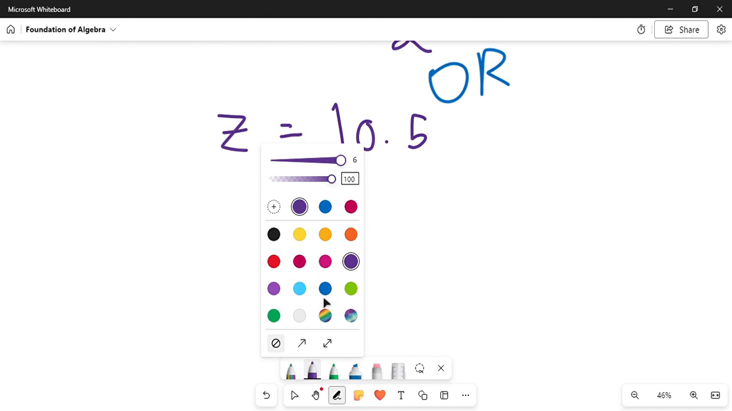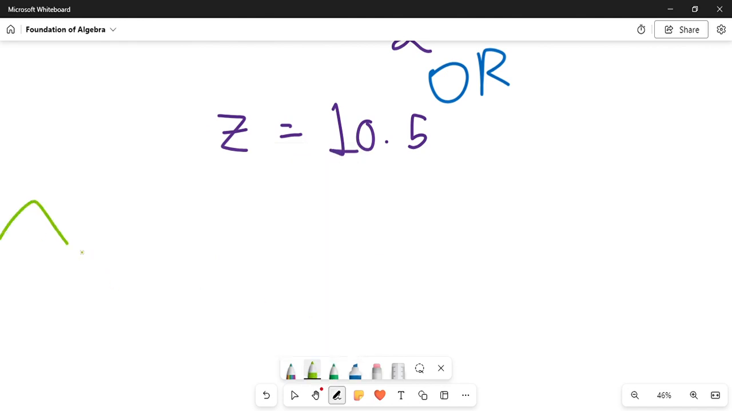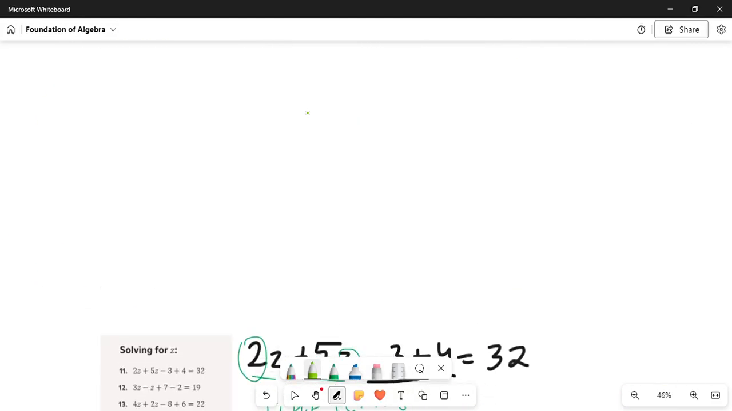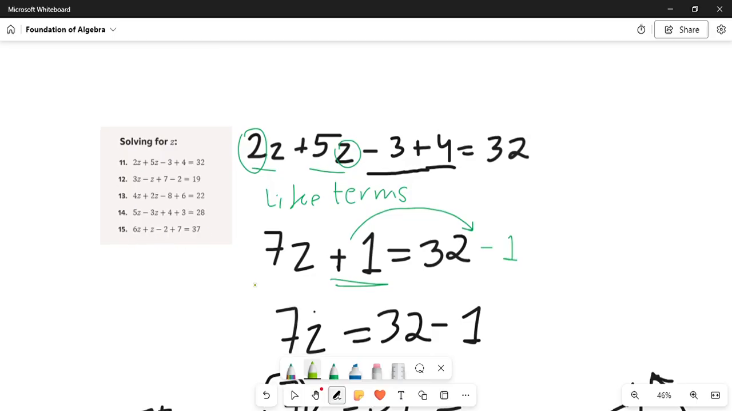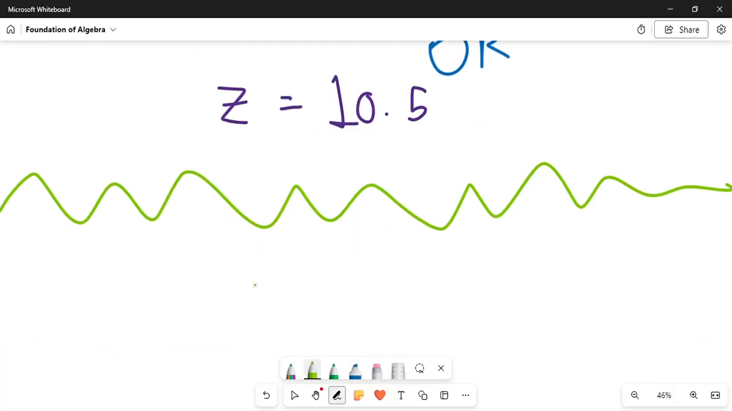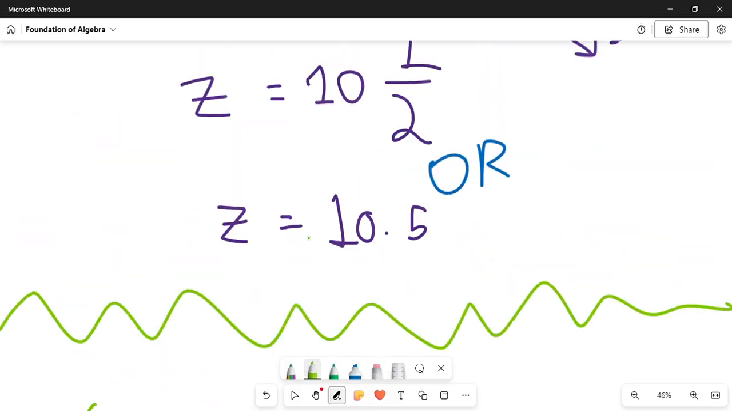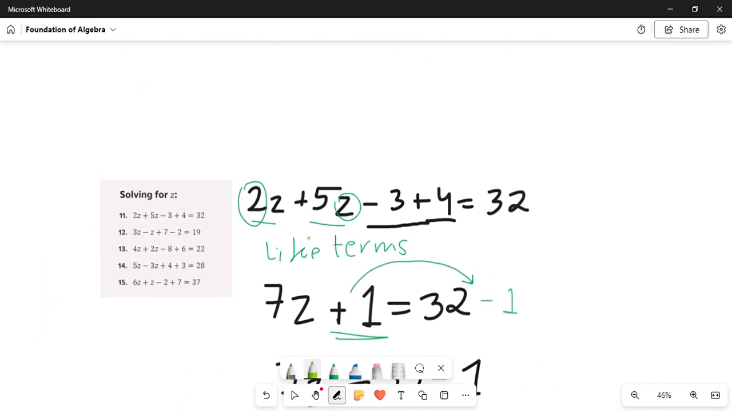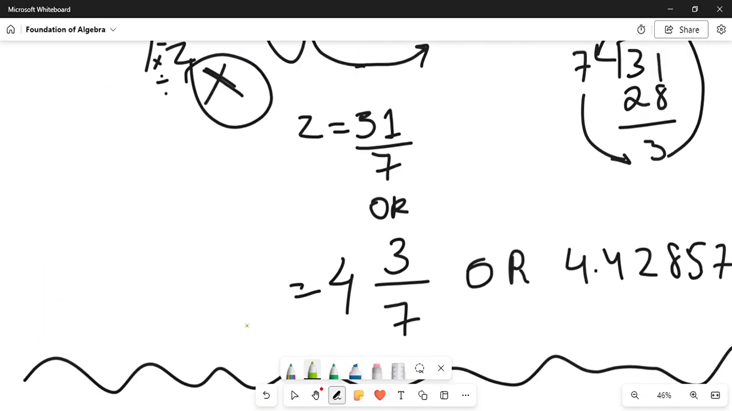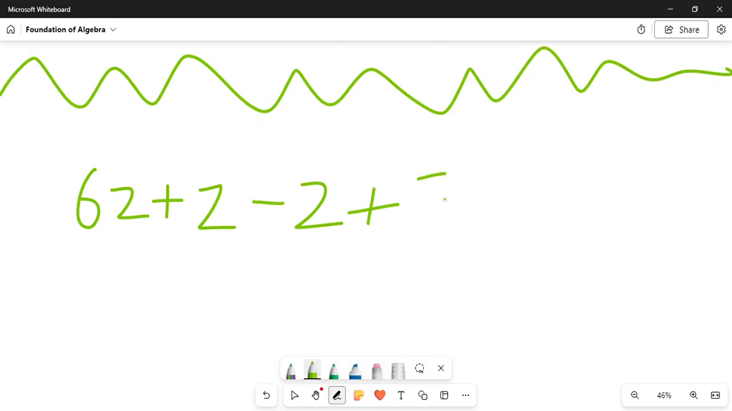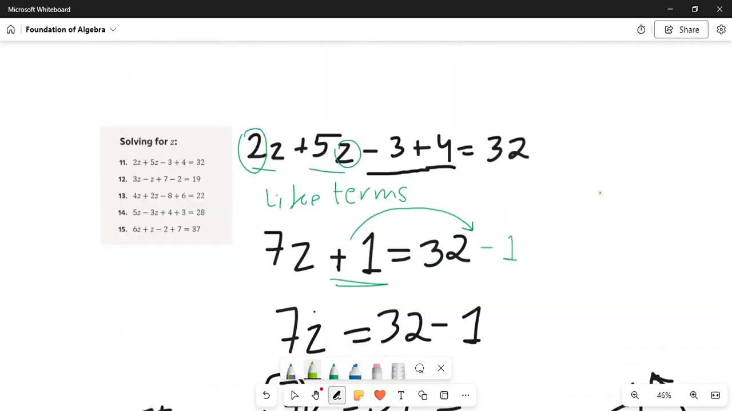Let's move on to our last question, which is, let me just look at the question, which is 6z plus z minus 2 plus 7 equals 37, I think. Let's recheck again. Yeah.